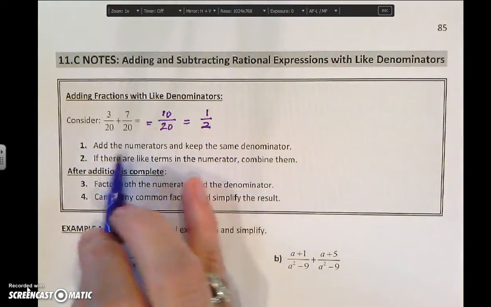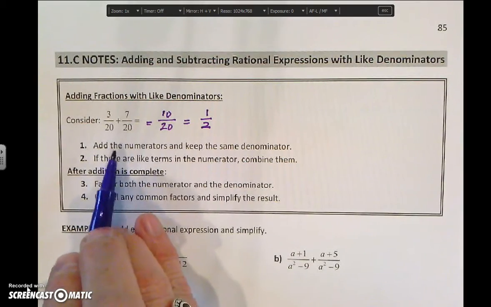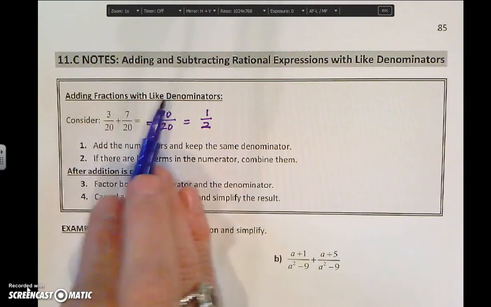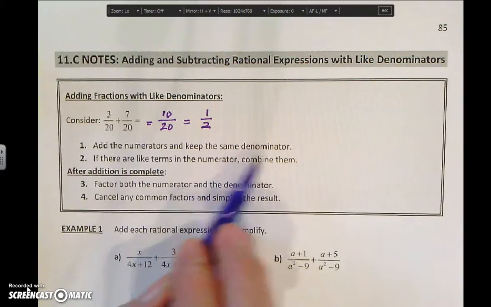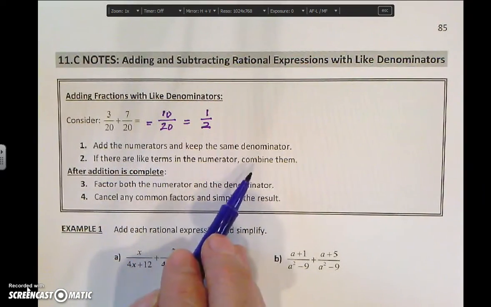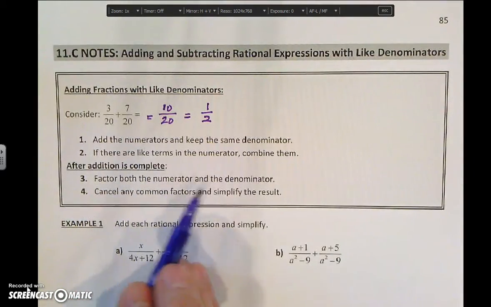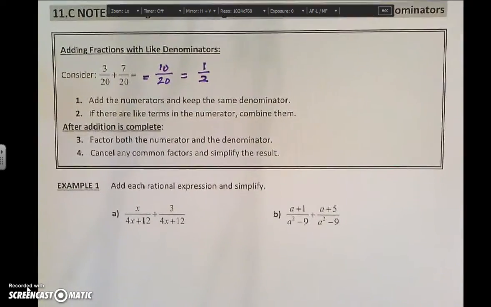So it's going to be true for polynomials and fractions as well. So we're going to add the numerators. If we have the same denominator, we're going to add the numerators and then keep the same denominator. And if they're like terms in the numerator, we're going to combine them. After the addition is complete, we'll factor both the numerator and denominator, cancel any common factors, and simplify the result.